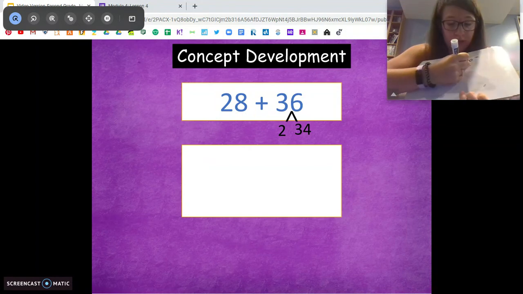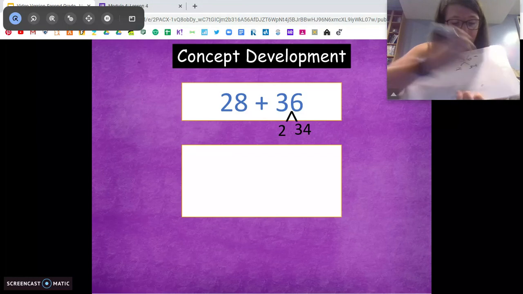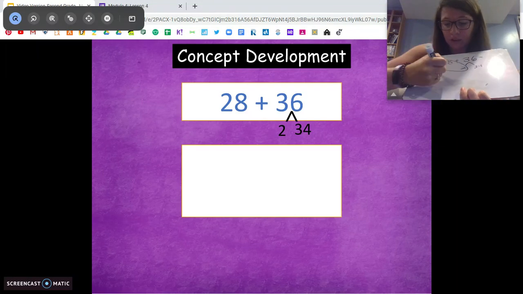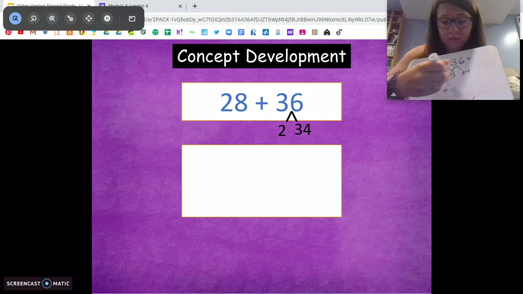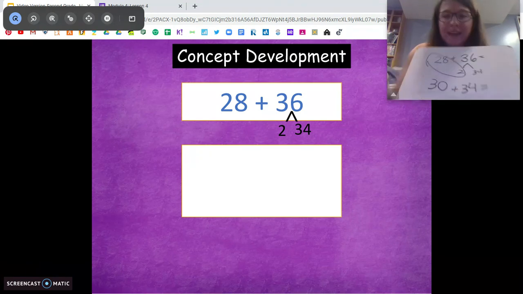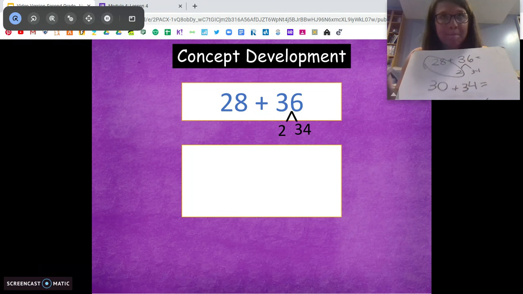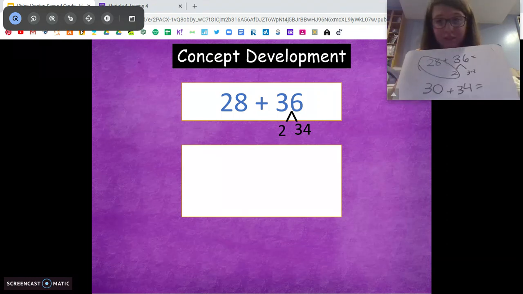Yeah, 2. So we have 2 here and then 34 extra. We're going to add these together and get 30, and what's left over? 34, right? Is 30 plus 34 much easier to add than 28 plus 36?